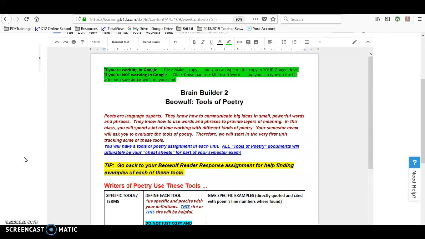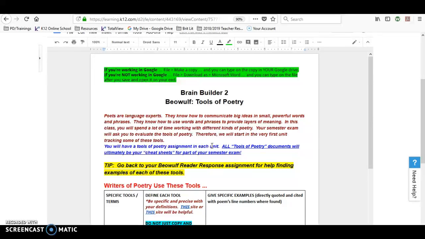So, in our class, as you have probably learned, we're going to spend a lot of time working with different kinds of poetry. Your semester exam is going to ask you to evaluate the tools of poetry. So we're going to start in this very first unit tracking some of these tools, okay? Something I want to point out to you, you will have a tools of poetry assignment in each unit. All of these tools of poetry documents will ultimately be your quote unquote cheat sheets for part of your semester exam. So you're going to want to keep this assignment because you're going to be able to use it when you take your semester exam at the end of the semester.